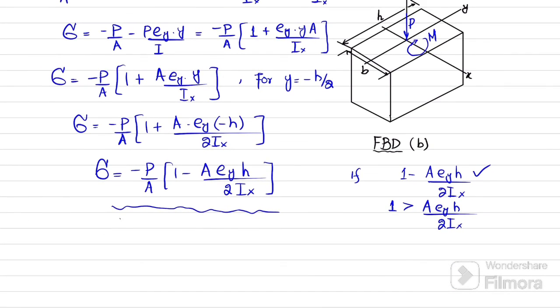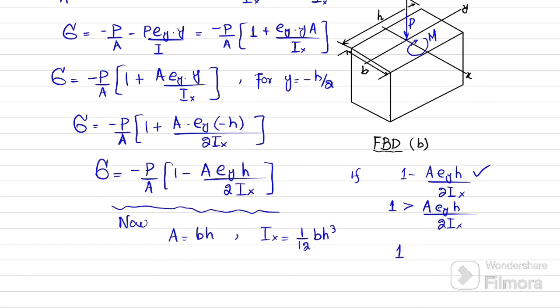Now, what is A? A is the cross-sectional area of this rectangular section. You can see its height is H and width is B. So A will be equal to B multiplied by H. And what is I_x? The moment of inertia about the x-axis. So this is the x-axis, this is height, and this is width. So B H cubed over 12. I can write 1 over 12 B H cubed. So put it in this formula.